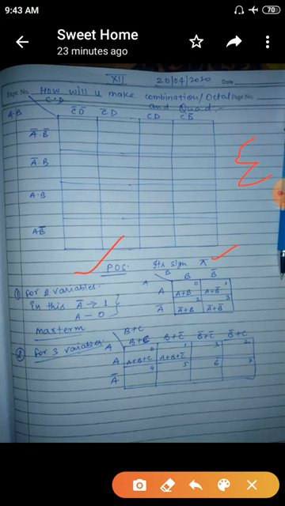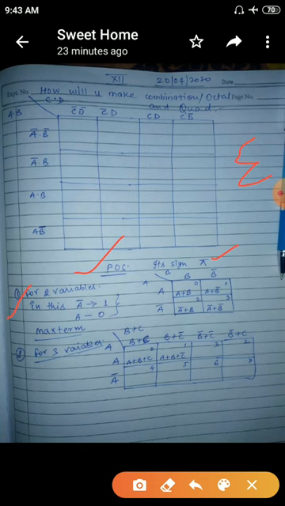Now for the SOP, once again, in SOP, A bar means what? 0, and A means what? 1. But in POS, reverse, because this is a max term, A bar means what? 1. A means what? 0. So how will you draw the map for the POS?